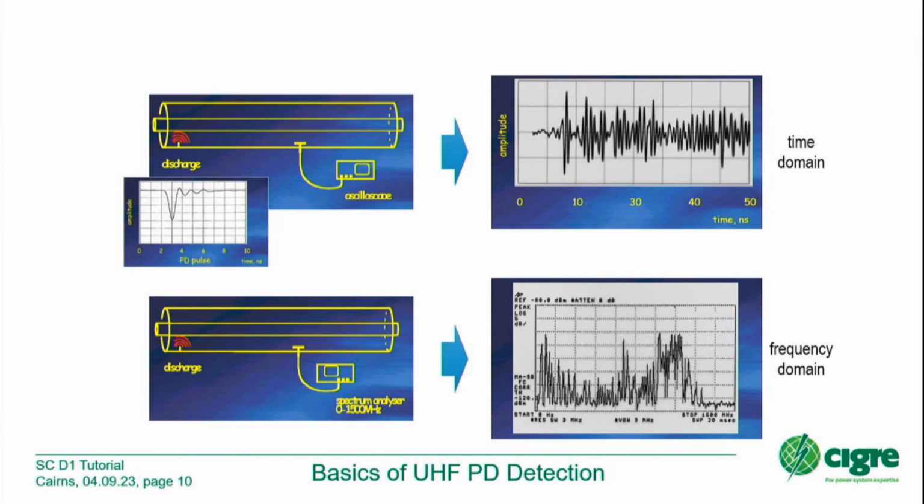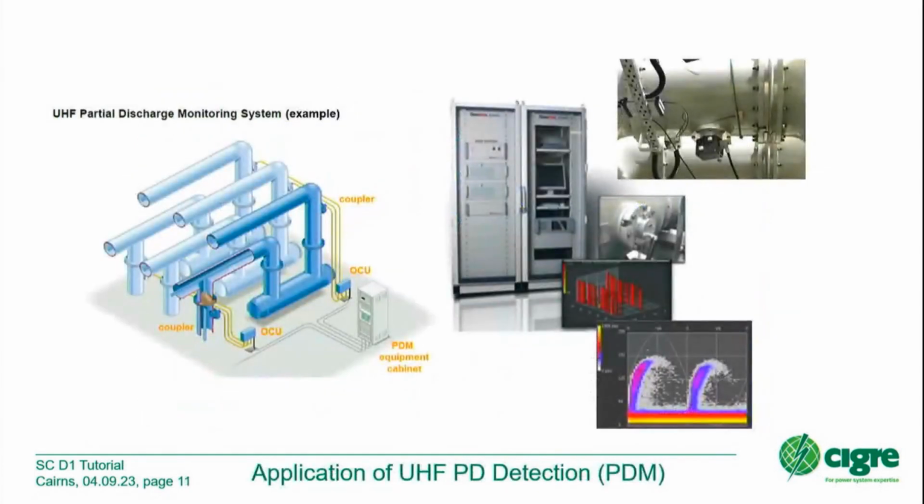We need some instruments which can collect the signals in the time domain or in the frequency domain. As an example, I would like to show you one partial discharge monitoring system. Such systems have been available on the market from different OEMs since the mid-90s. In general, here in blue, we have a nice GIS with one coupler set on that position, so each phase has one coupler at that point, the other one is here.